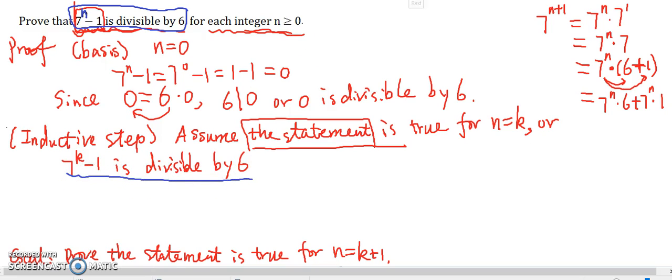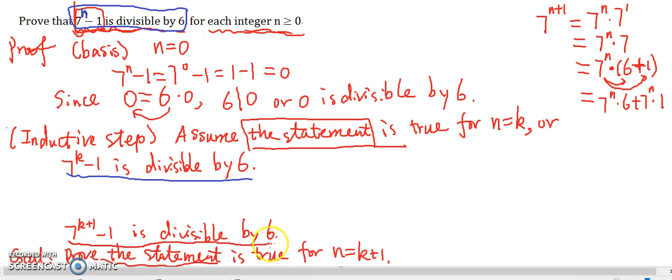And now, what is the statement if n equals k plus 1? Similarly, we replace n with k plus 1. So the statement is going to be 7 to the k plus 1th power minus 1 is divisible by 6. That's like proving if 7 to the kth minus 1 is divisible by 6, then 7 to the k plus 1th power minus 1 is divisible by 6. So we're using the first statement, underlined in blue, to prove this statement here.